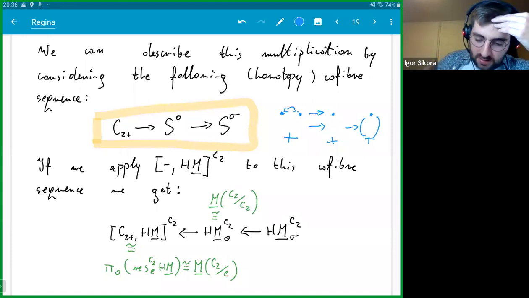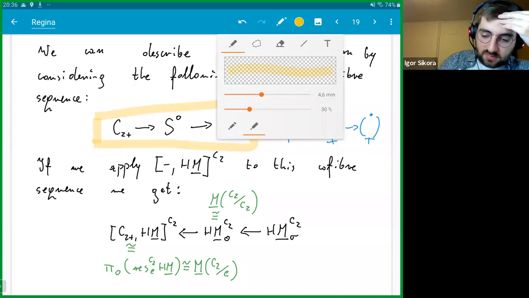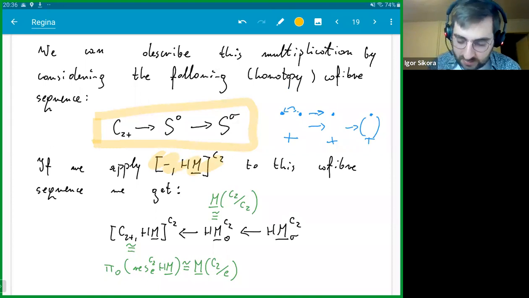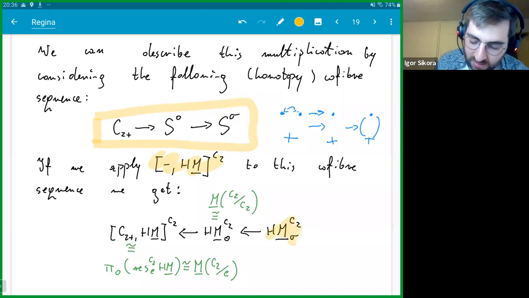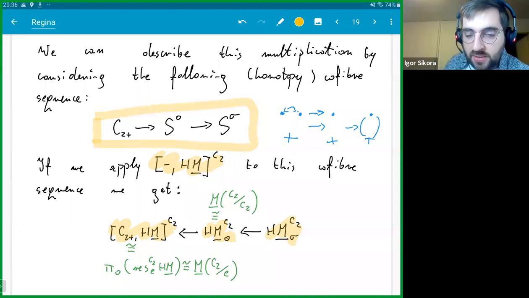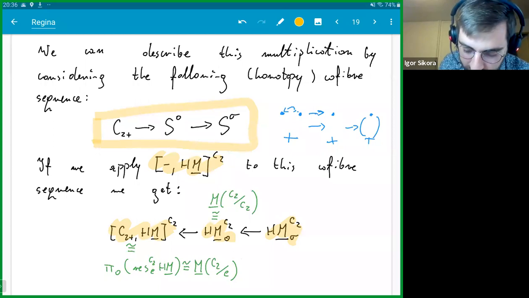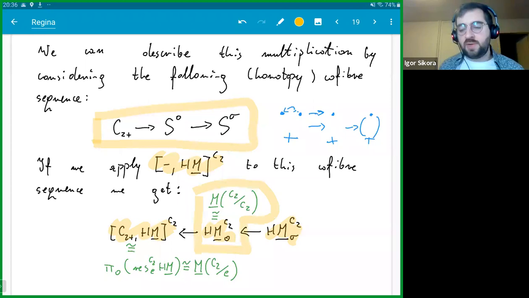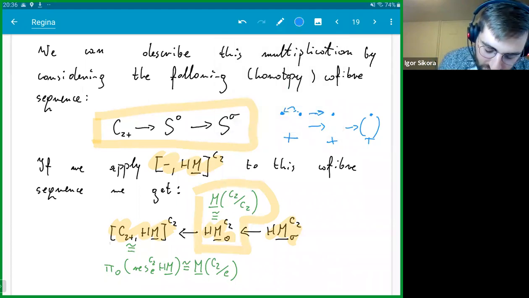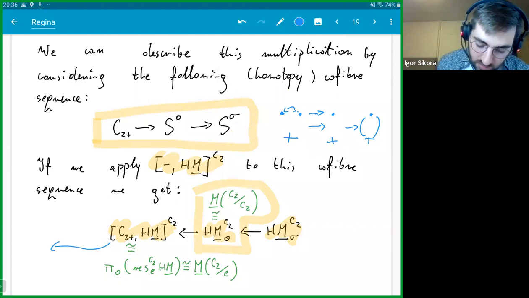Now, if we apply this functor to the cofiber sequence, which is in the box, what we get is the following sequence. We start with HM sigma, which goes to HM0, and this goes to the homotopy classes of C2 maps from C2 plus to HM. But we actually know a lot about this sequence. Firstly, just by the dimension axiom, we know that this guy over here is the top level of our Mackey functor. And also we know that the guy on the left-hand side, well, I already wrote it.